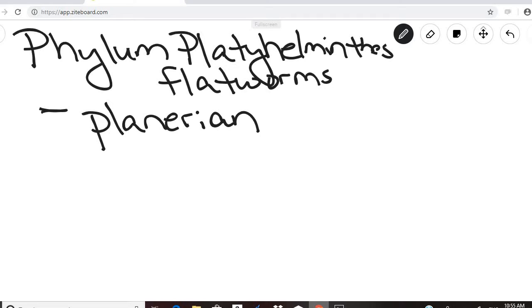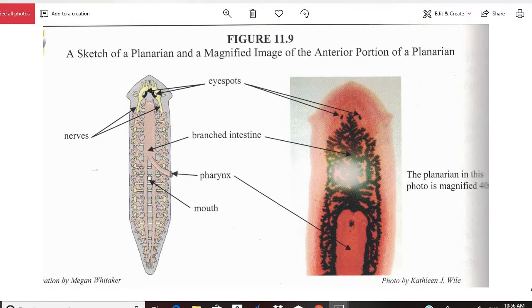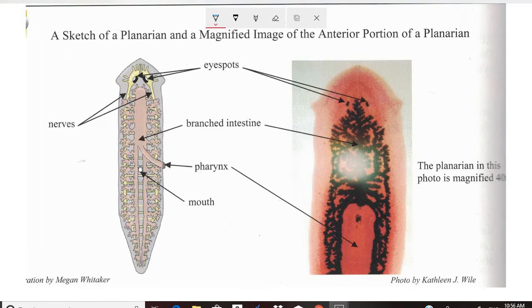reproduce sexually, but they also can reproduce by regeneration. So if you take a planarian, here's a picture of a planarian. If you cut this planarian anywhere, so if I cut it here, this tail portion would grow a head. And if I cut it up here, the head portion would grow a tail. So they can reproduce with each other by regeneration.